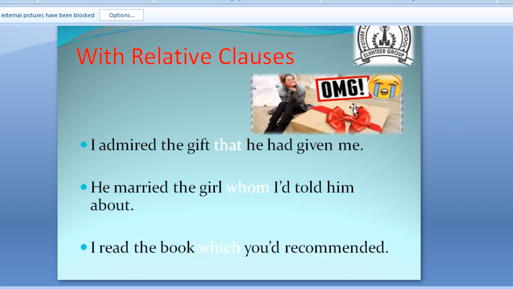We use it with relative clauses. I admired the gift that he had given me. This is action 1, had given, and then I admired it. He married the girl whom I had told him about. I read the book which you had recommended.